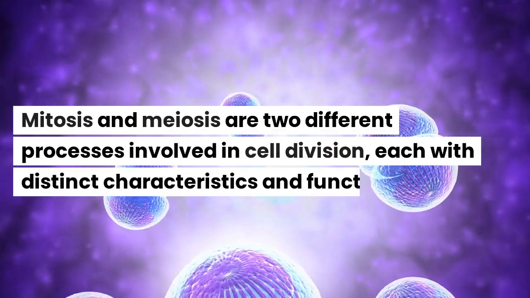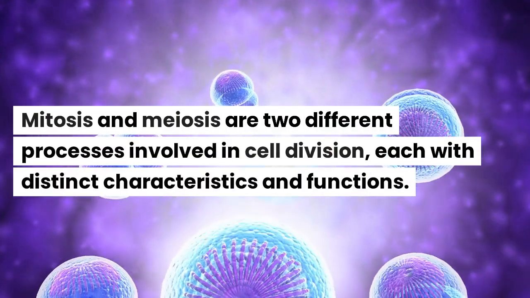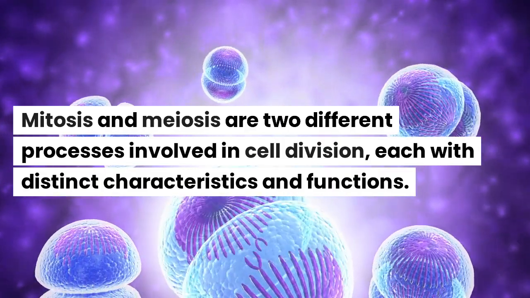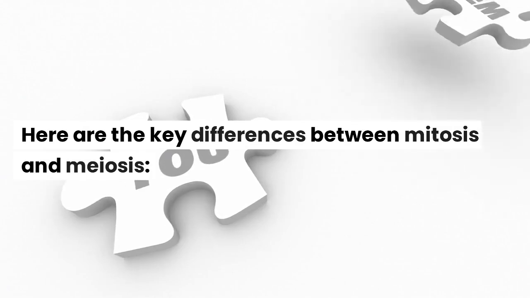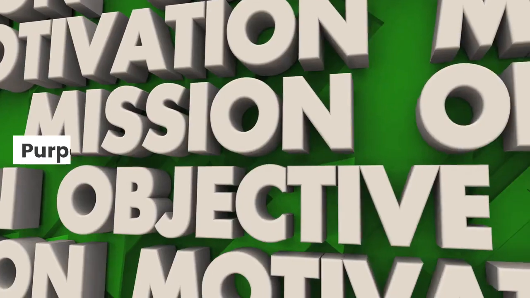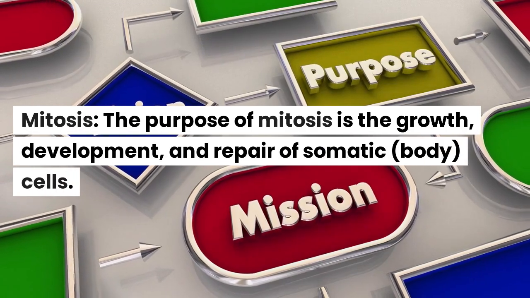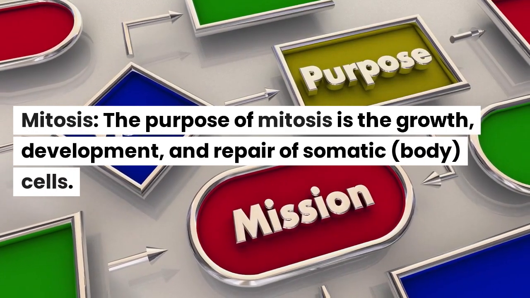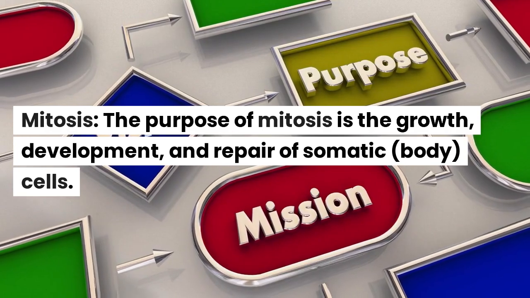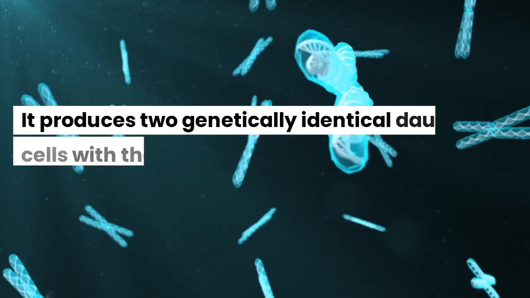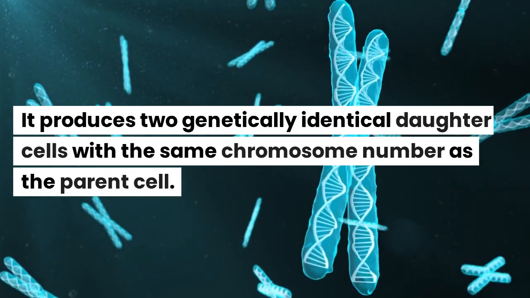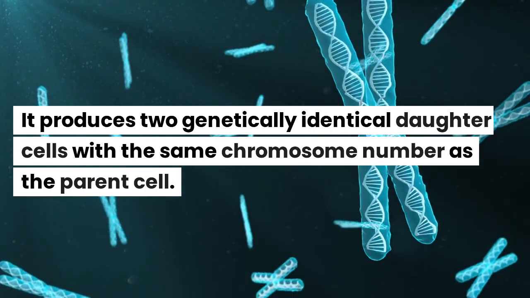Mitosis and meiosis are two different processes involved in cell division, each with distinct characteristics and functions. Here are the key differences between mitosis and meiosis. Purpose. Mitosis. The purpose of mitosis is the growth, development, and repair of somatic, body, cells. It produces two genetically identical daughter cells with the same chromosome number as the parent cell.